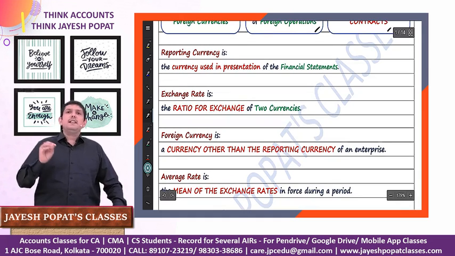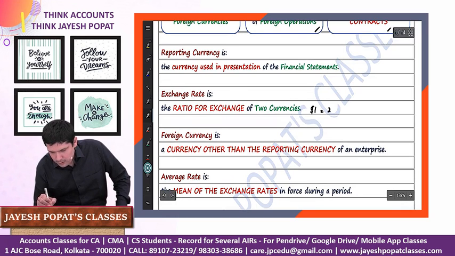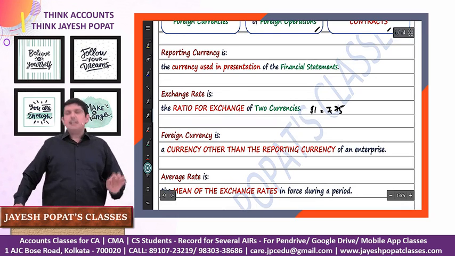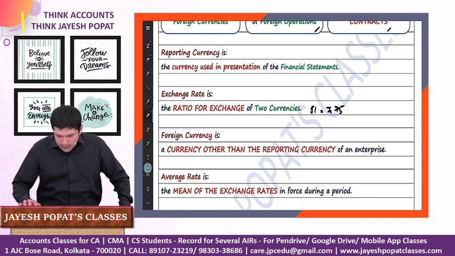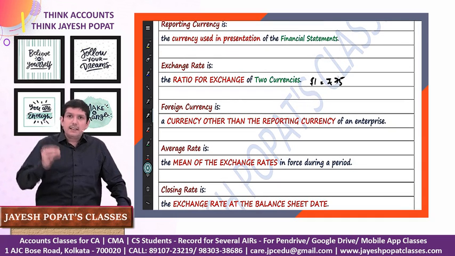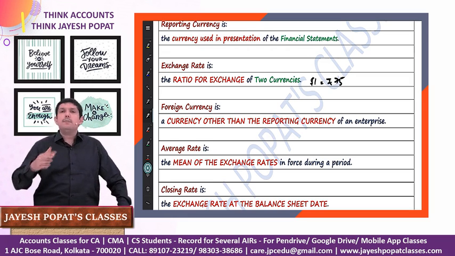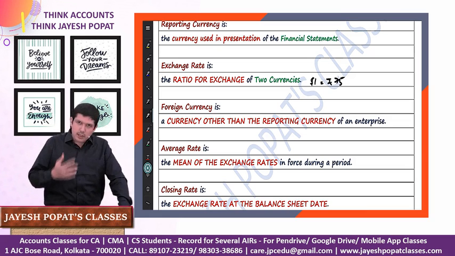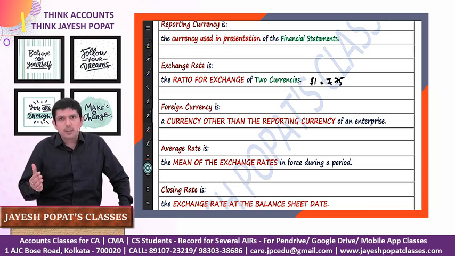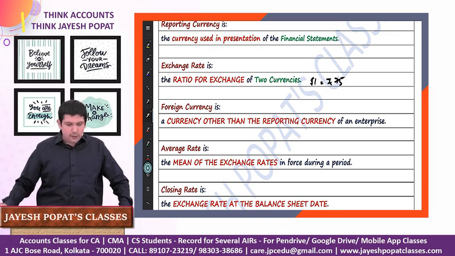Then exchange rate. Exchange rate is the ratio of exchange between two currencies. For example, let's say to get $1 US, if I need to pay 75 rupees, then the exchange ratio between the dollar and the rupee is known as the exchange rate. Then foreign currency. Foreign currency is any currency other than the reporting currency. For example, if my company is making its financial statement in Indian rupees, then any currency other than Indian rupees will be a foreign currency from the perspective of my company. If my company is making its financial statement in US dollars, then any currency other than the US dollars will be treated as foreign currency.